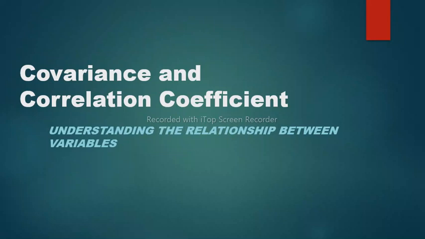Hello students, today we will cover covariance and correlation coefficient in this lecture, and understanding the relationship between variables. In this presentation we will explore two statistical concepts, covariance and correlation coefficient. These concepts help us understand the relationship between two variables in a dataset. We will delve into what covariance and correlation coefficient represent, how they are calculated, and how to interpret their values.